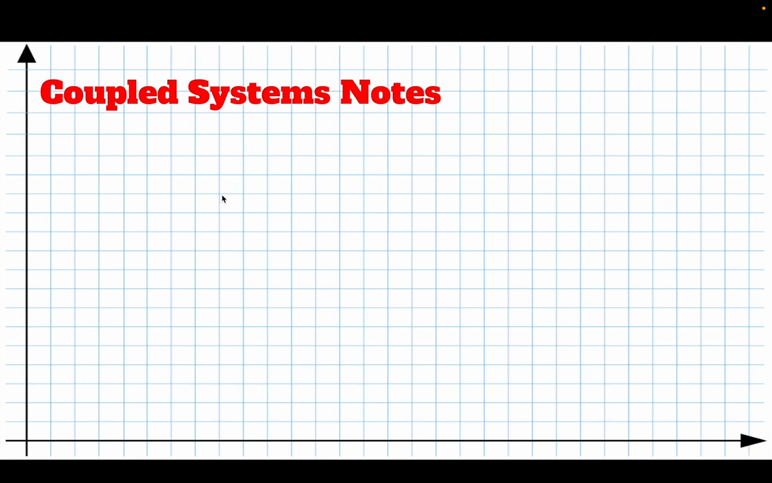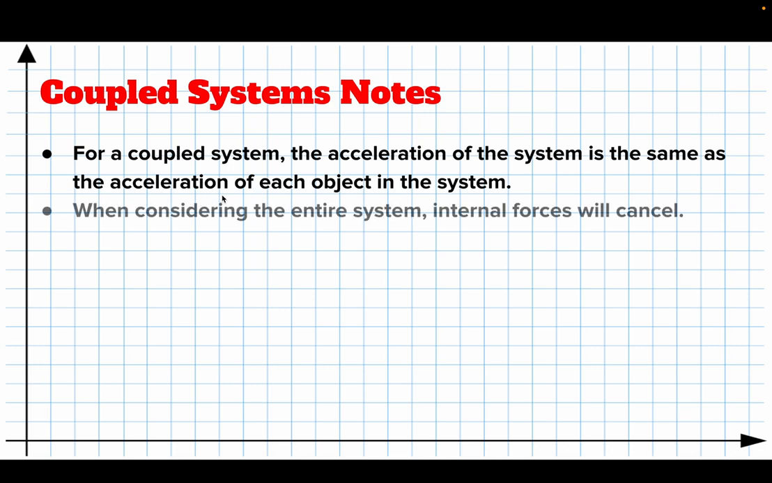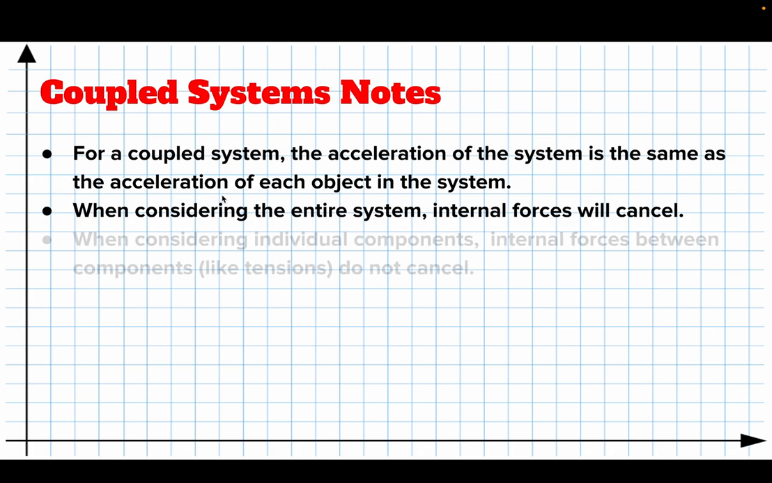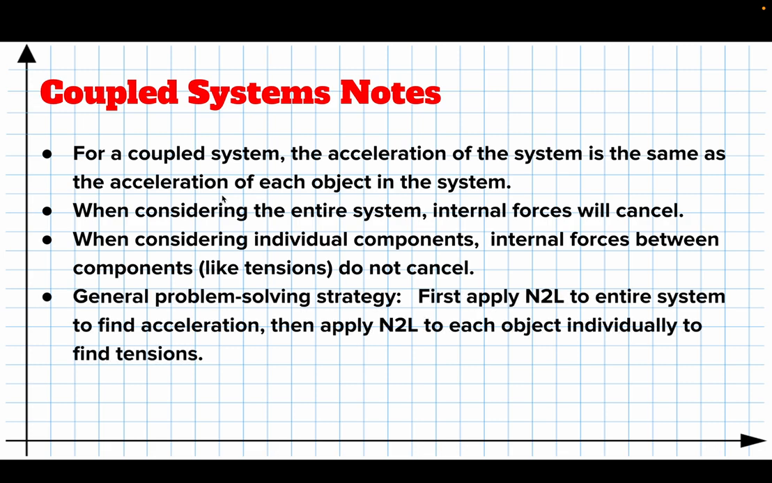Let me solve one more for you. Before I do, a couple of notes. For a coupled system, the acceleration of the system is always the same as the acceleration for each object. And when you consider the entire system, internal forces will cancel. Internal forces cannot cause a system to accelerate. When you consider individual components of a system, objects, then those internal forces between the objects don't cancel, and you can use that to solve the problem.